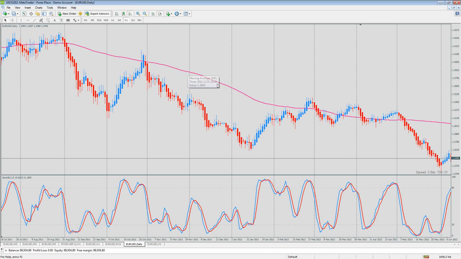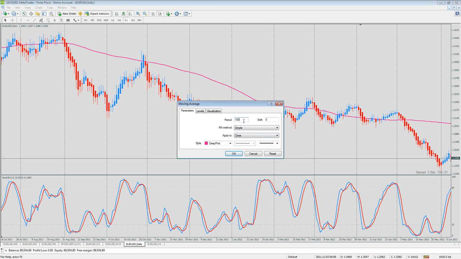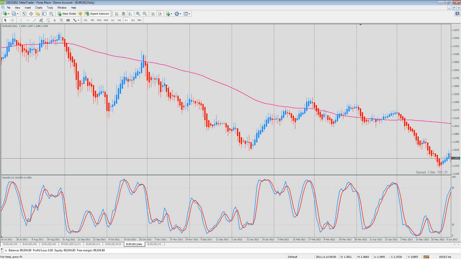Okay, if it's a long trend, then go above the 10 SMA. Sorry, not the 10, the 100 simple moving average. If it's a short trend, go below the 100 simple moving average when the price retraces and then gives you a reversal signal on the shorter time frame again.